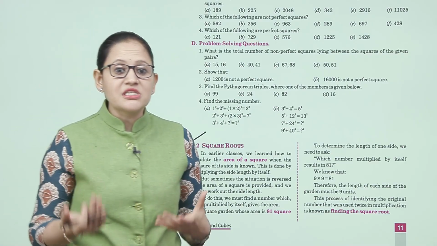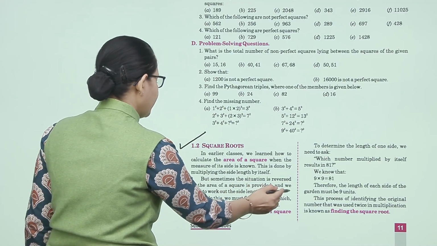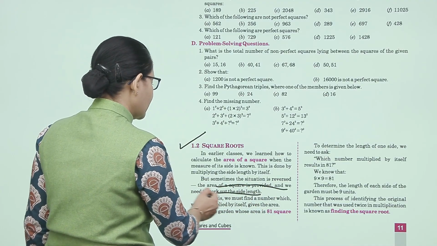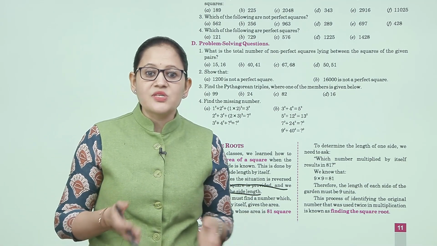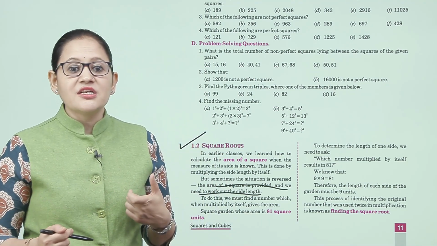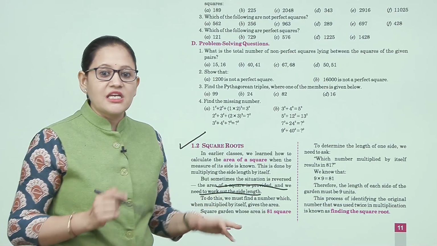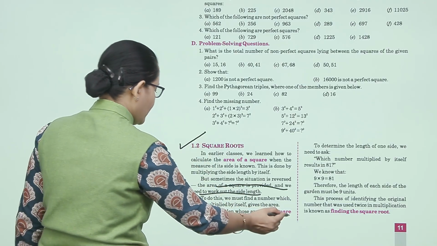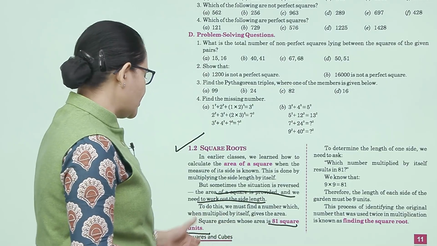But sometimes the situation is reversed. The area of the square is provided. Sometimes the area is given and we have to work out the length of the side. So, what will we do in that situation? To do this, we must find the number which when multiplied by itself gives the area. Take a square garden whose area is 81 square units. So, the area is given to us.